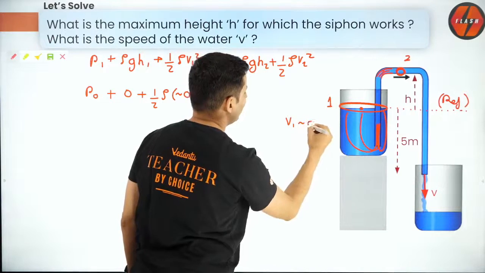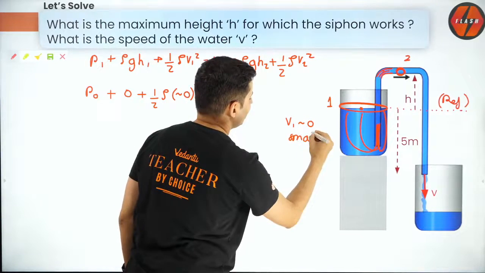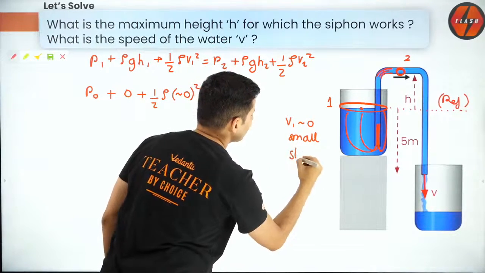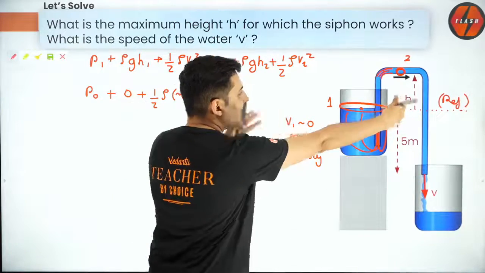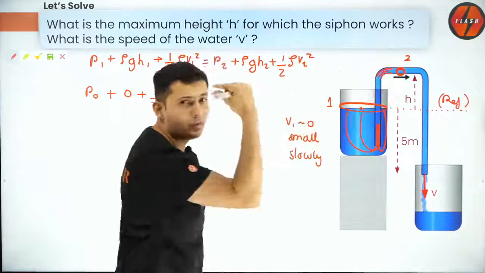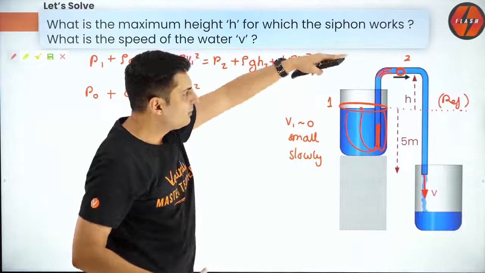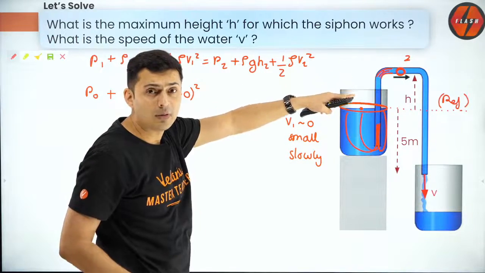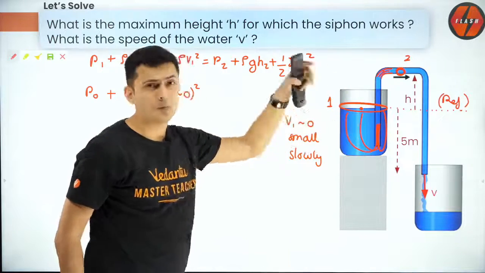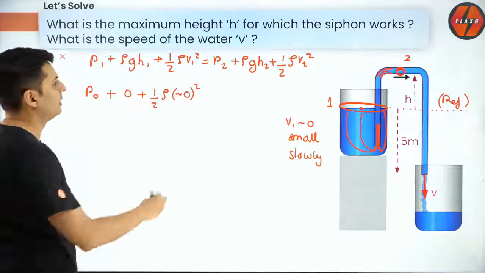This v1 will be very small because it will be moving very slowly. This area is going to be generally very large. The tube area will be very small. So that's why the rate at which the liquid comes down will be very small. You have to wait for a few minutes or hours for it to come down. So that's why this is negligible.